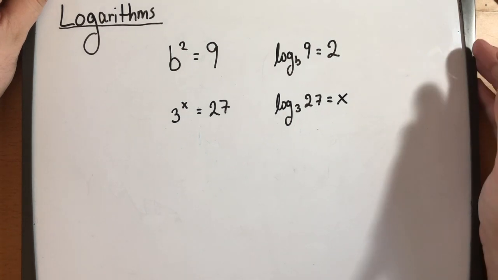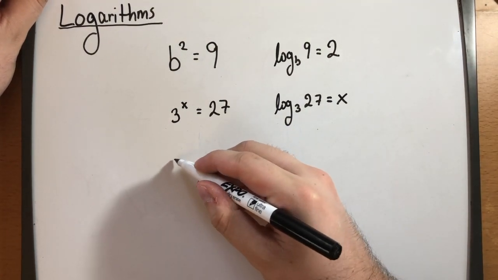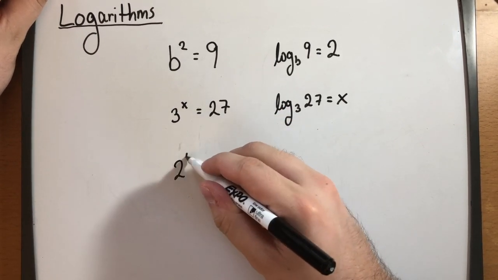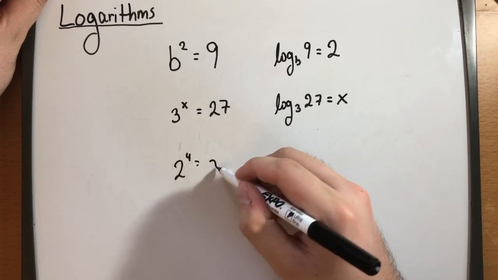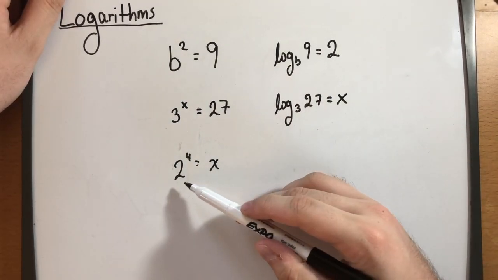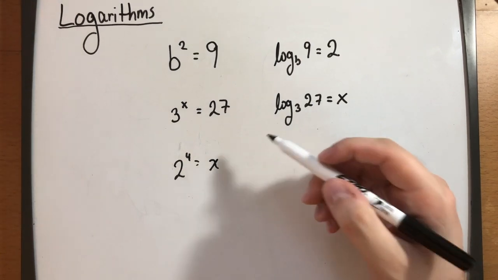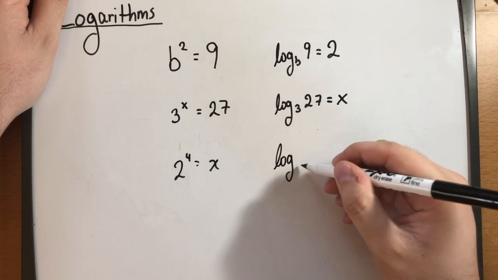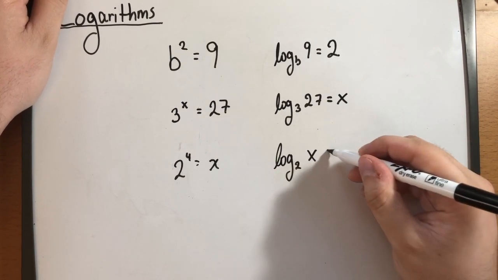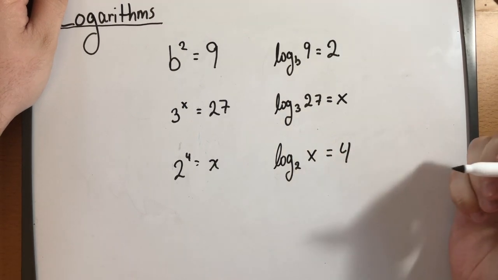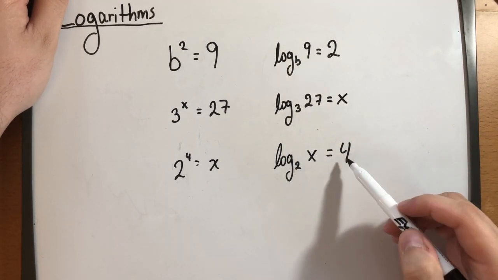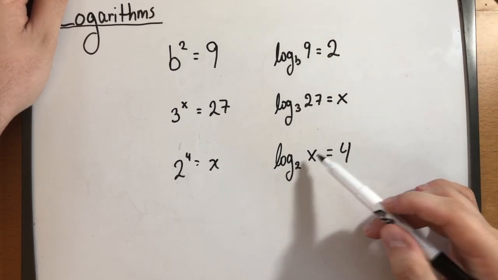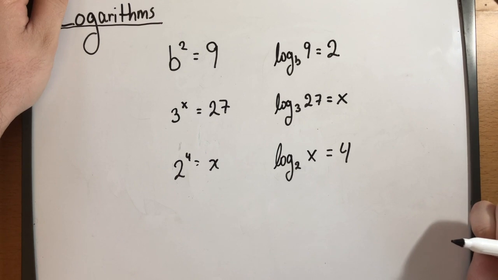Now, if we wanted to do this problem here, let's take, for example, 2 raised to the 4 is equal to x. 2 raised to the 4 is 16, but let's say we wanted to rewrite this as a logarithm. This would be log base 2 of x is equal to 4. So once again, what do I raise 2 to so it's equal to x? 2 raised to the 4 is equal to x. And of course, x here would be 16.